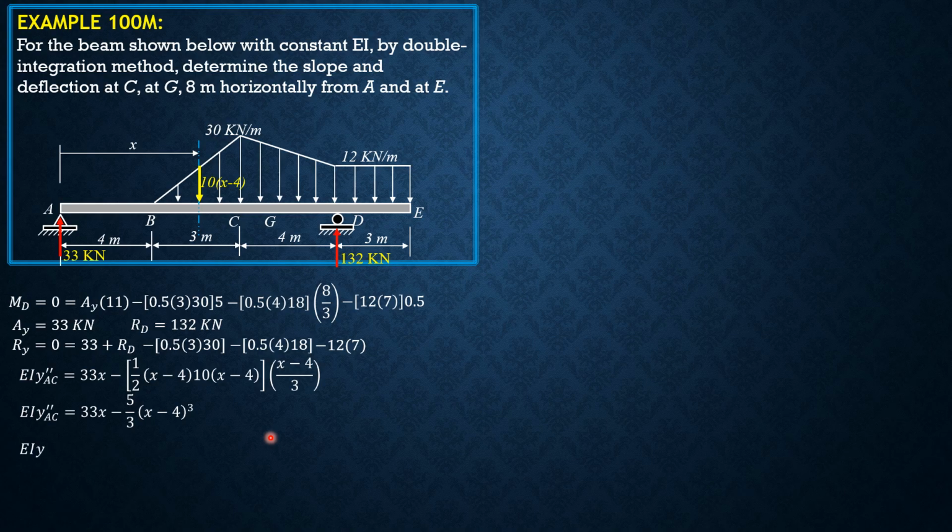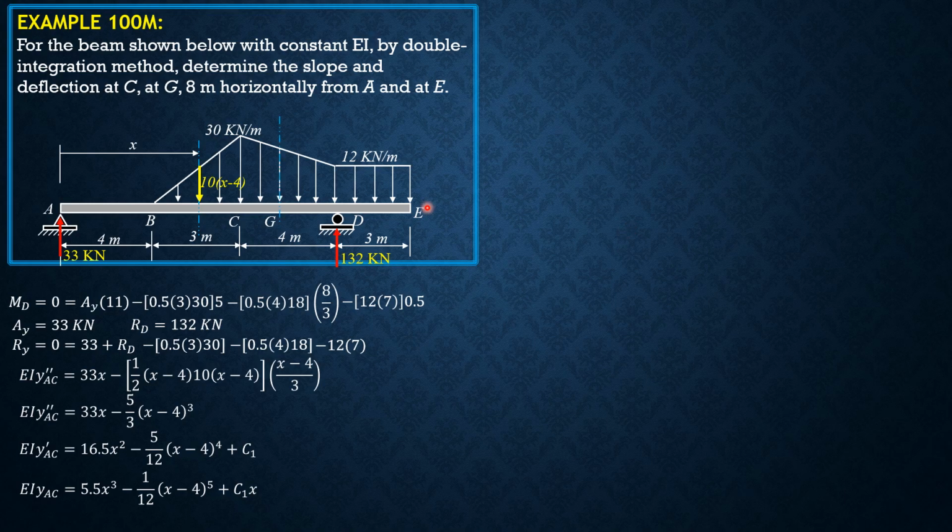Integrating once, EI y prime AC is 16.5 X squared minus 5/12 times X minus 4 raised to 4, plus C sub 1. Take note that when X is 0, Y is 0 at A. So there is no C sub 2. Integrate again. EI y AC is equal to 16.5 over 3, which is 5.5 X cubed, minus 1/12 X minus 4 to the 5th, plus C sub 1 X.